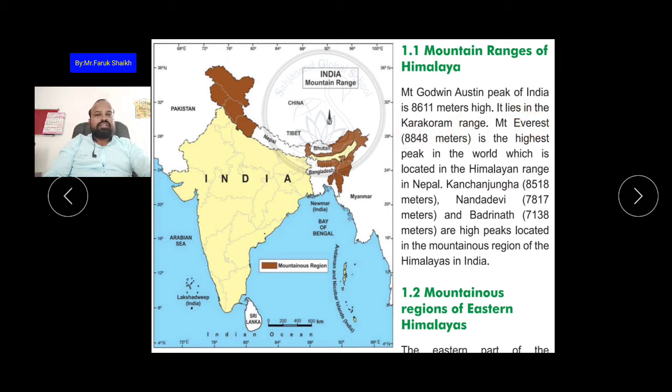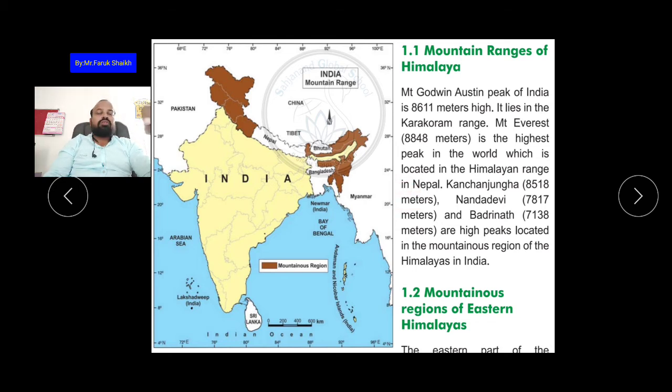Okay, Godwin Austen, another name is K2, and it lies in India, the peak of India. The height of this peak is 8,611 meters. It lies in the Karakoram ranges. Then Mount Everest, 8,848 meters, is the highest peak in the world, which is located in the Himalaya ranges in Nepal.